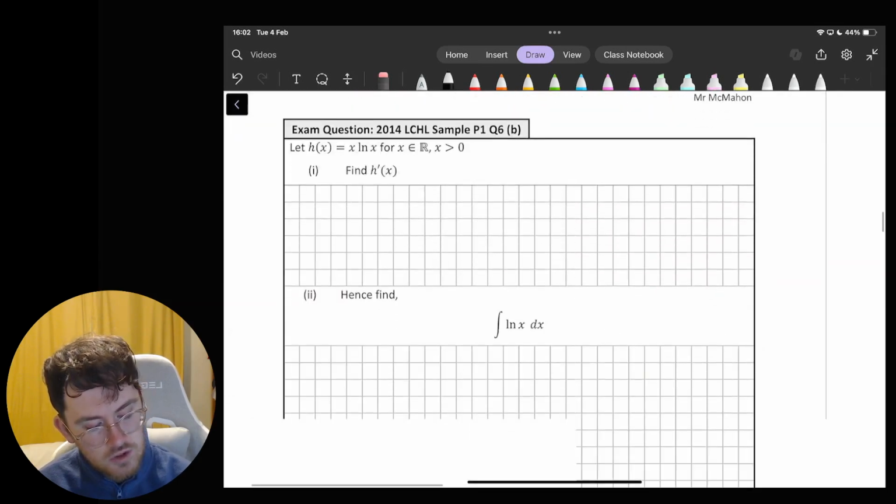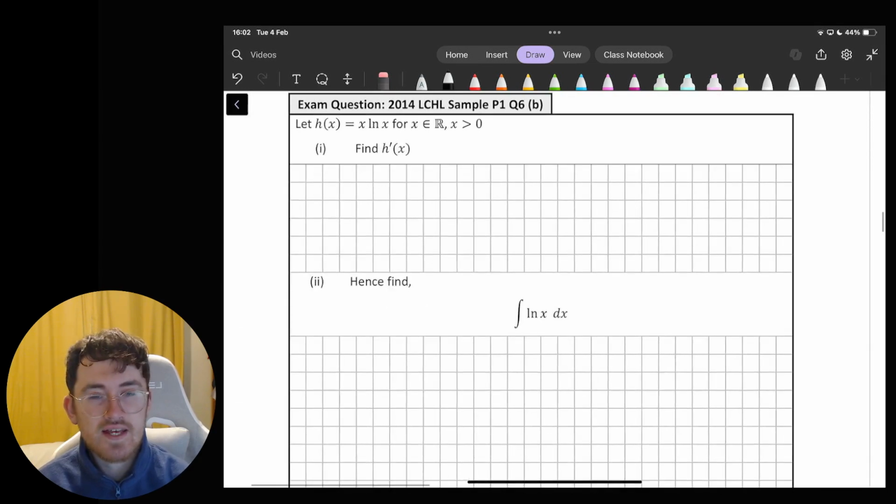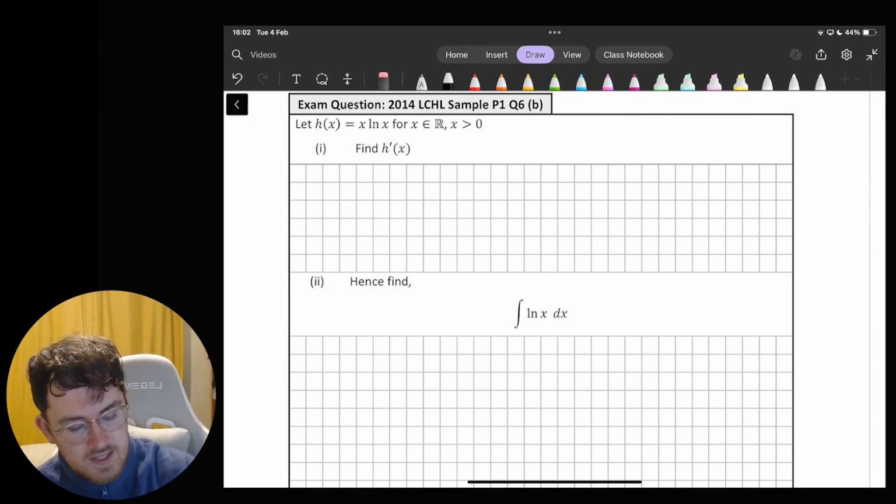Okay, so let's just look at one or two more examples of this. The 2014 sample paper, I think, is the time that this has appeared really, and kind of the only time really that it's appeared. So find the derivative, first of all, of the function. So the function is x ln of x.